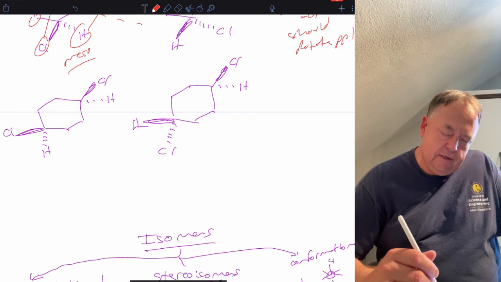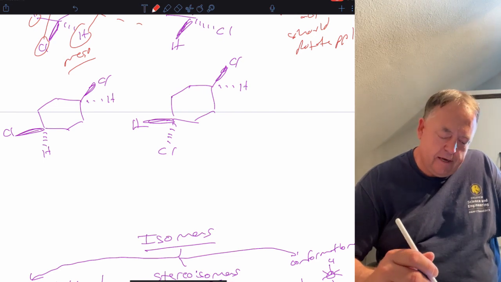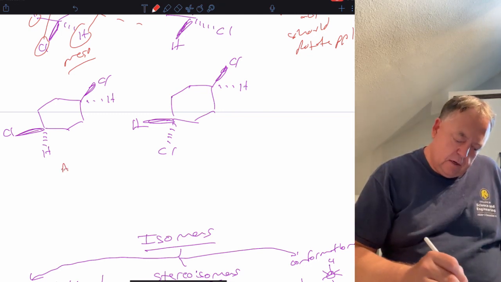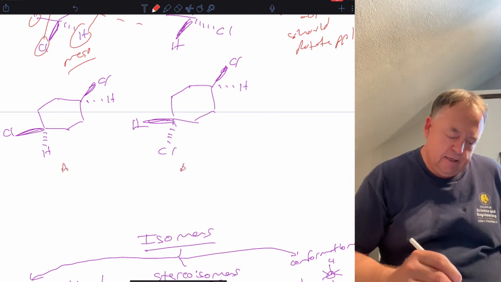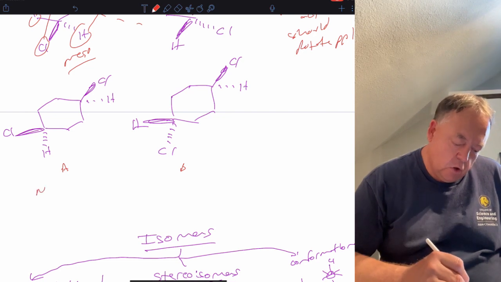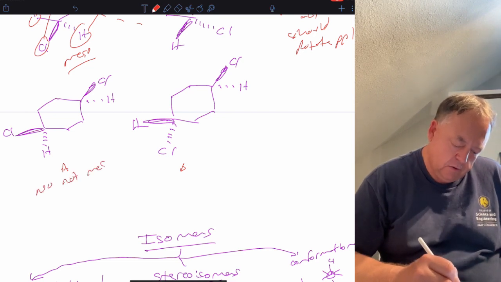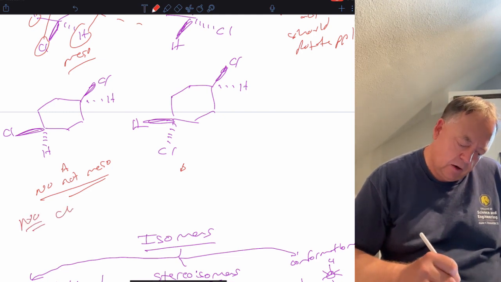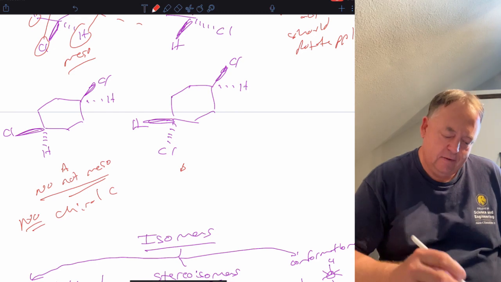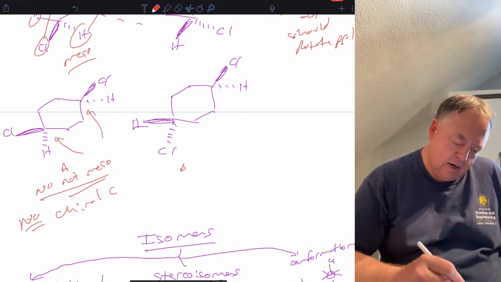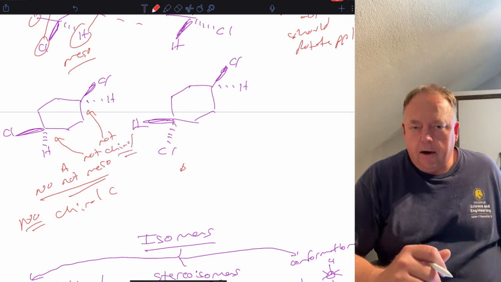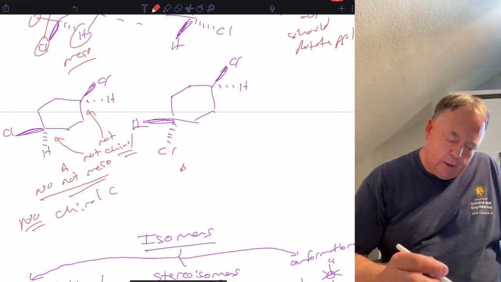Are they meso compounds? Are they chiral or are they non-chiral? And so if we take this one, A versus B, is it a meso compound? And the answer is no, not meso. Why not? No chiral carbon, right? That's not a chiral carbon. That's not a chiral carbon. So it can't be meso if it's not chiral. No chiral carbons.